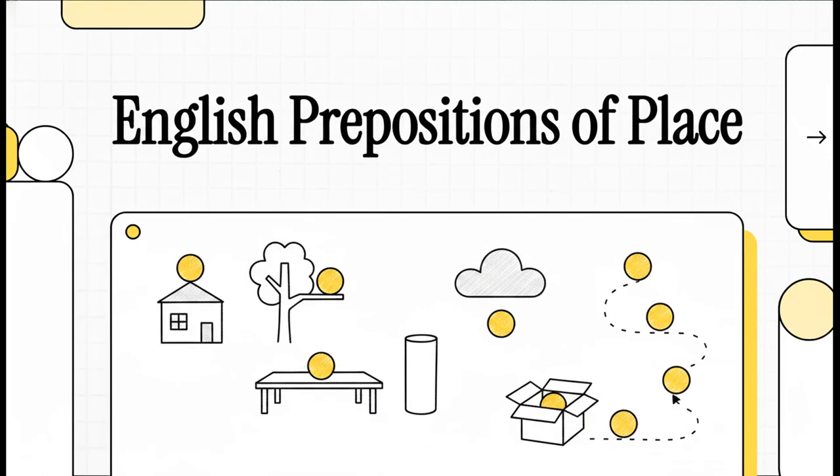Everyone, and welcome. So if you have ever felt completely lost trying to figure out where things are supposed to be in an English sentence, trust me, you are in exactly the right place. Today, we're going to unpack English prepositions of place and really build up your spatial vocabulary step by step. So let's dive right in.